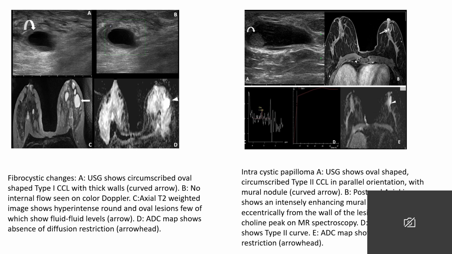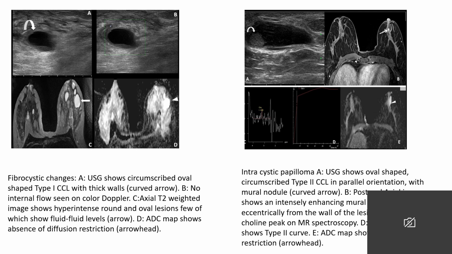Here is an ultrasound image and MR image. Ultrasound image shows a circumscribed oval shaped type 1 complex cystic lesion with thick walls, and no internal vascularity was noted. On a T2 weighted MR image, it shows hyperintense round and oval lesions. Few of the lesions showed fluid levels. ADC map shows absence of diffusion restriction in these lesions.